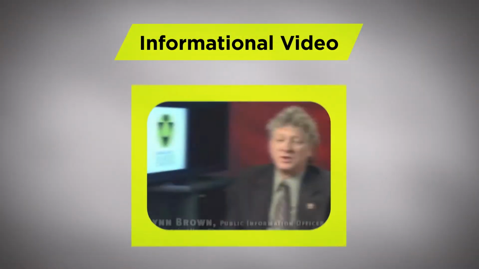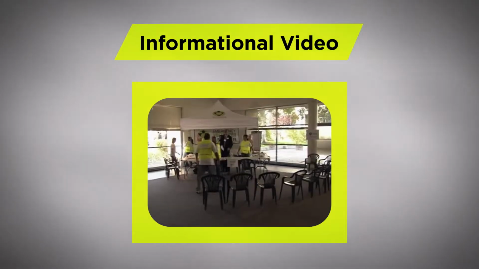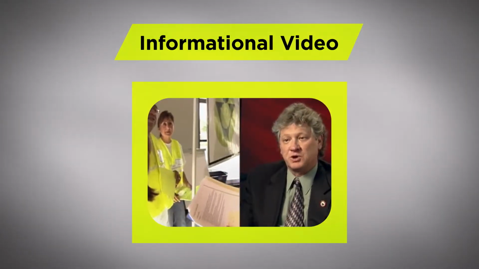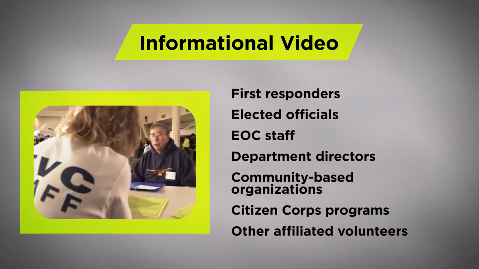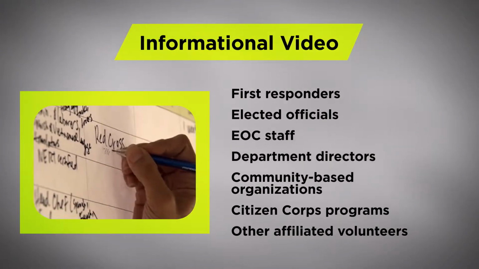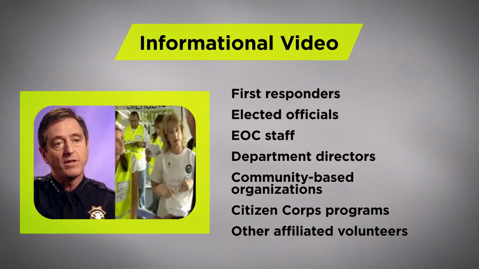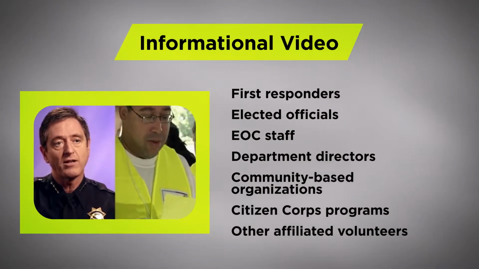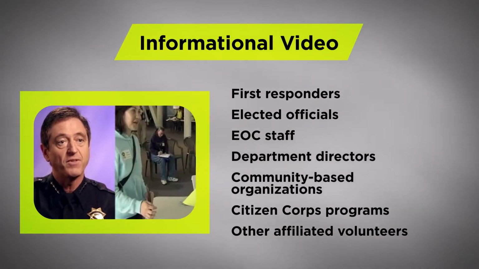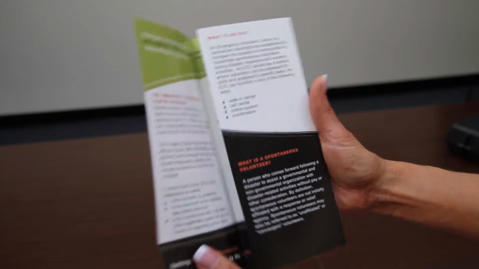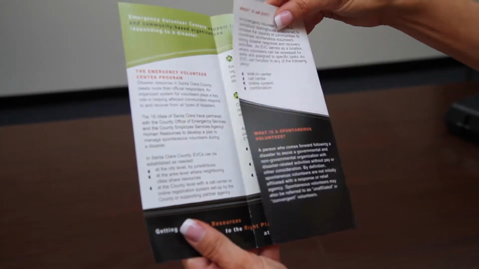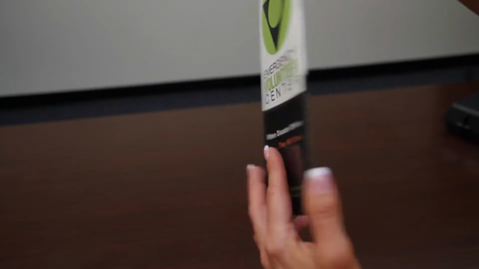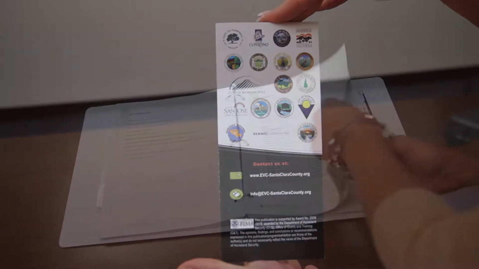The informational video, used with permission from the Bay Area Urban Area Security Initiative, is a great educational resource on the role of EVCs. Share it with first responders, elected officials, EOC staff, department directors, community-based organizations, citizen corps programs, and other affiliated volunteers. Similarly, EVC brochures are another operational tool that describes concepts, levels of activation, benefits, and how various groups can support EVCs.